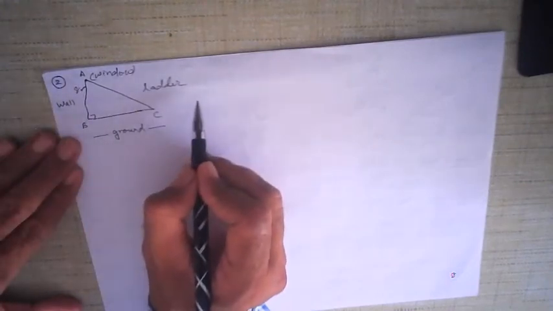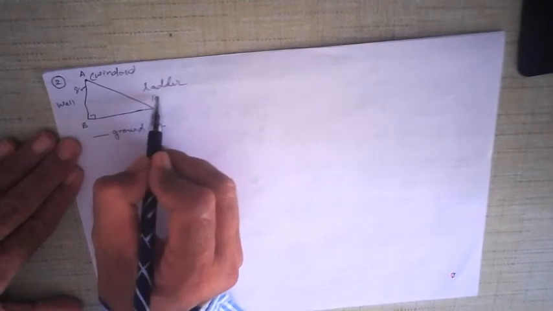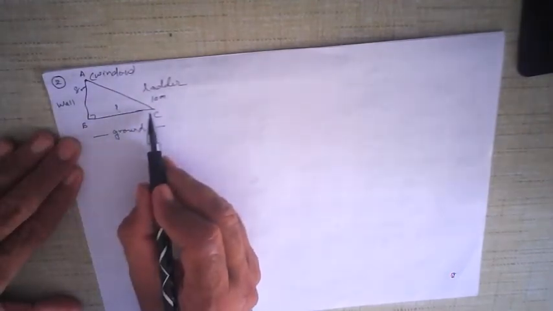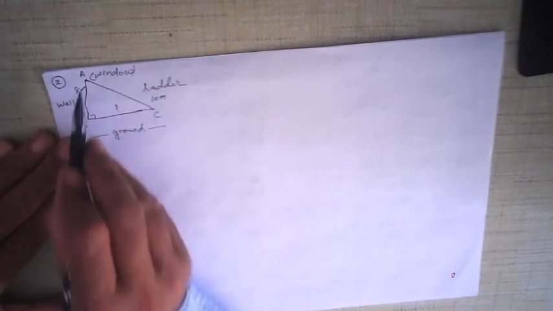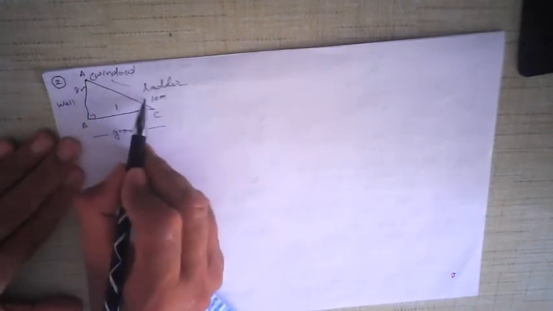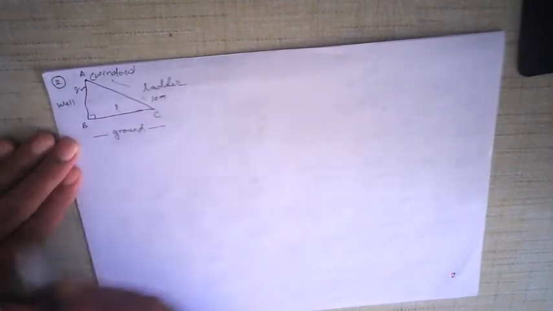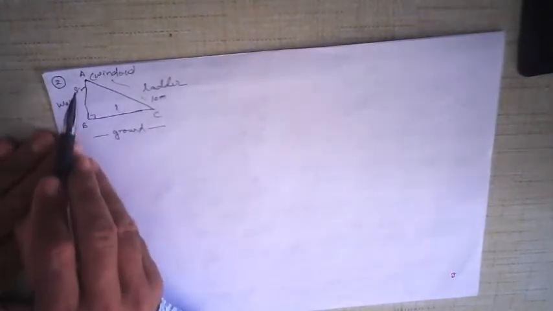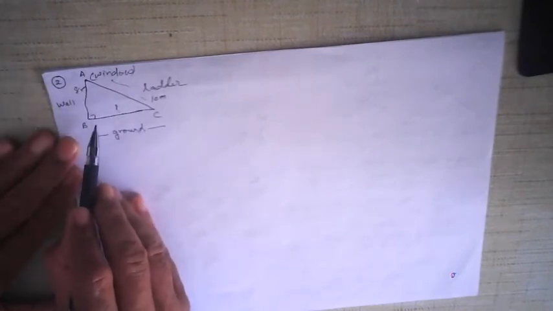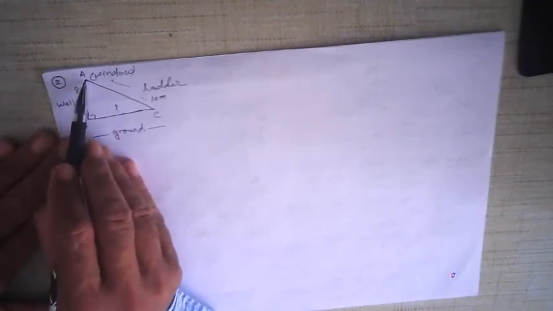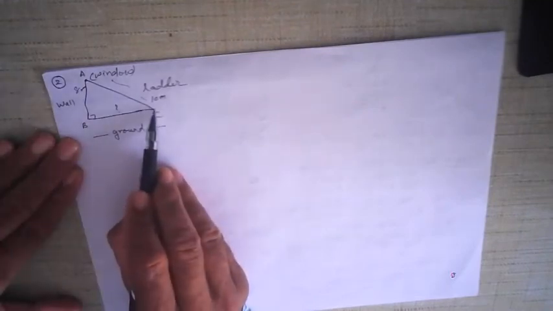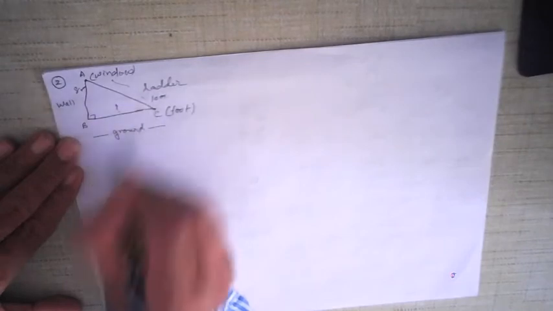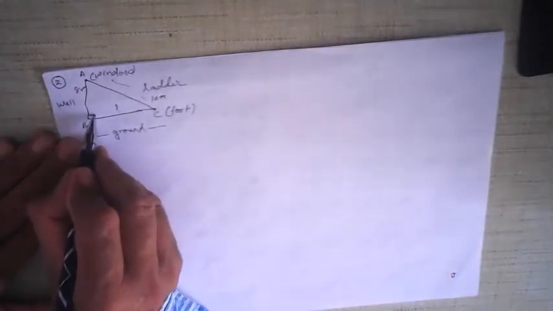The ladder is 10 meters in length, and you want to find BC, that is, how far is the foot of the ladder. AC is the ladder, and it is 10 meters long. AB is the wall, and at point A there is the window. The ladder is leaning against the wall, and at a height of 8 meters it touches the window. You want to find out how far the foot of the ladder, point C, is from the base of the wall.